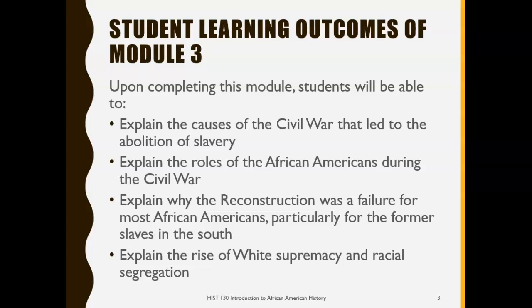Next, you should also be able to explain the roles of the African Americans during the Civil War, explain also the Reconstruction and how it was a failure for most African Americans, especially for those who lived in the South. And finally, upon completing this module, you should be able to explain the rise of white supremacy and racial discrimination in America.